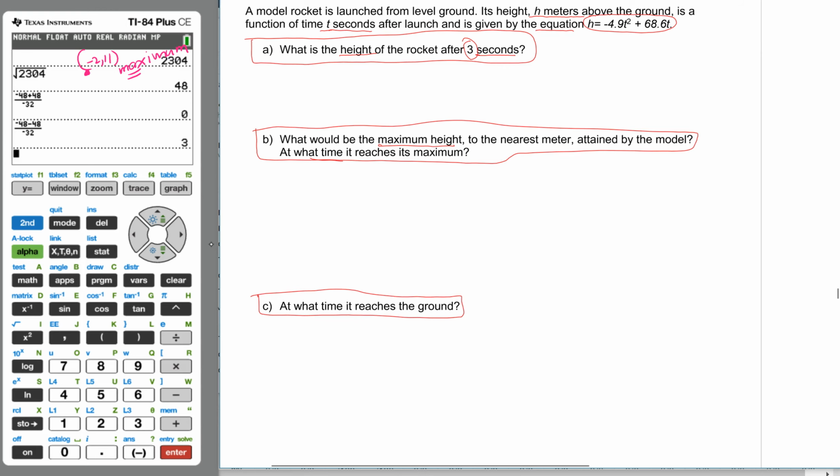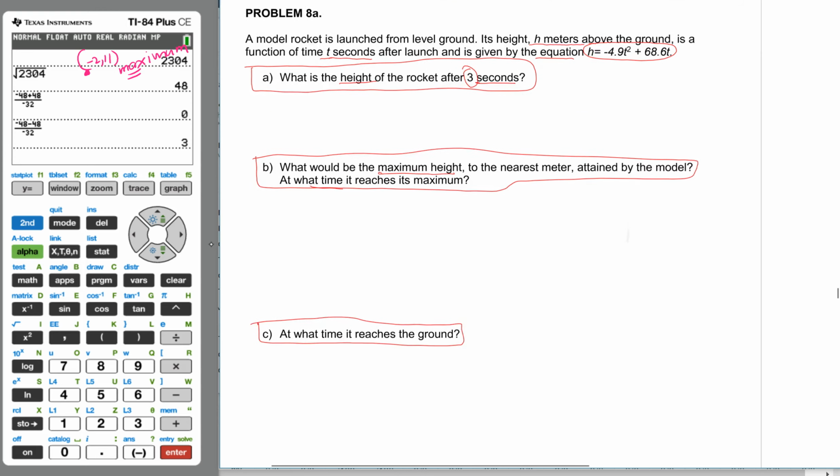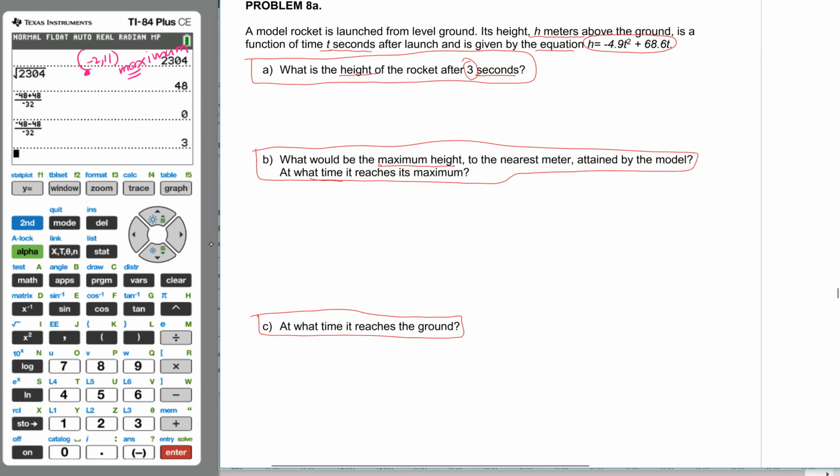Very similar to the problem that we worked out, but this is just a different situation. You are launching a rocket this time. So what is the height of the rocket after 3 seconds? h represents height, so this is what you are asked to find, and 3 seconds represents the time. So it's a very simple plug-in on the equation.